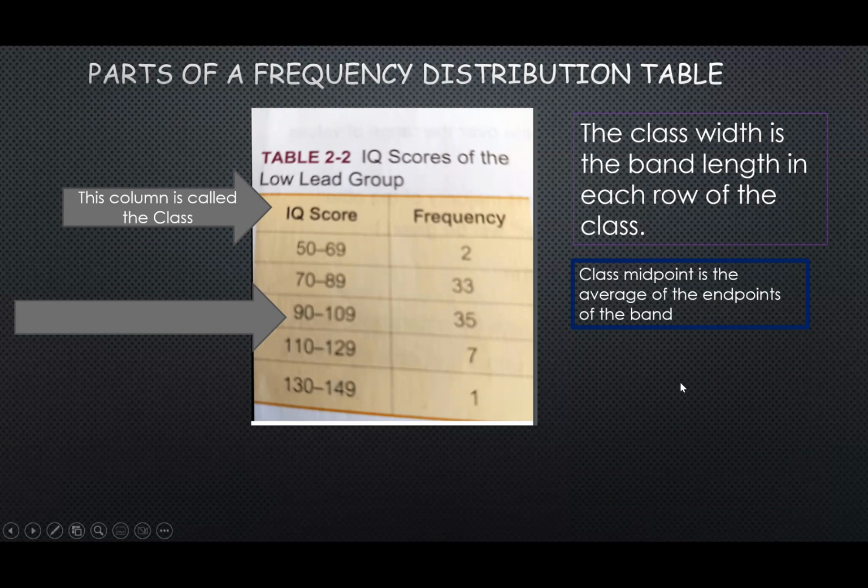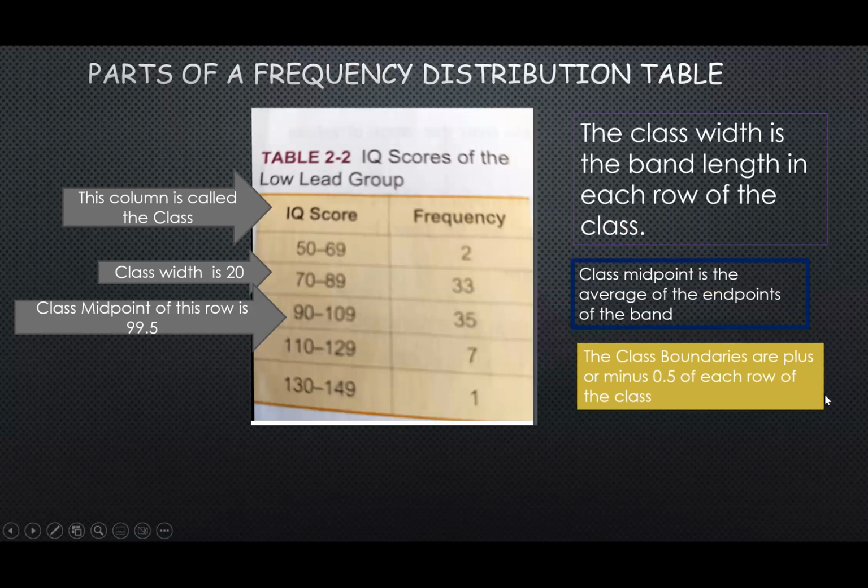The class midpoint is the average of the endpoints of each band. So what's the average of 50 and 69? Would be about 59 and a half. The average of 70 and 89 is 79 and a half. All right, so the class width on this particular row is 20, because if you count from 70 to 89, 70 is the first data point, 71 is the second, you'd have 20 of them. So again, I made a slide. All right, the class midpoint of this row is 99.5, because 90 plus 109 is 199, and half of 199 is 99.5.